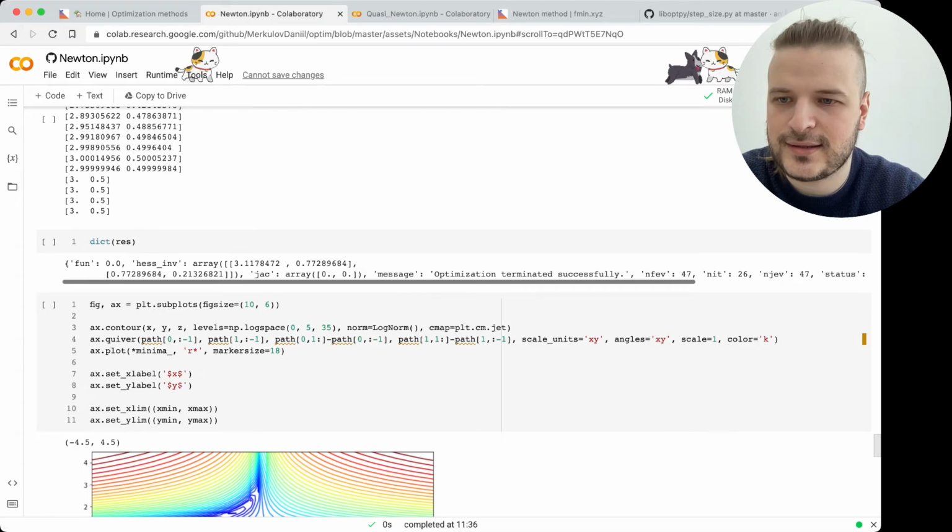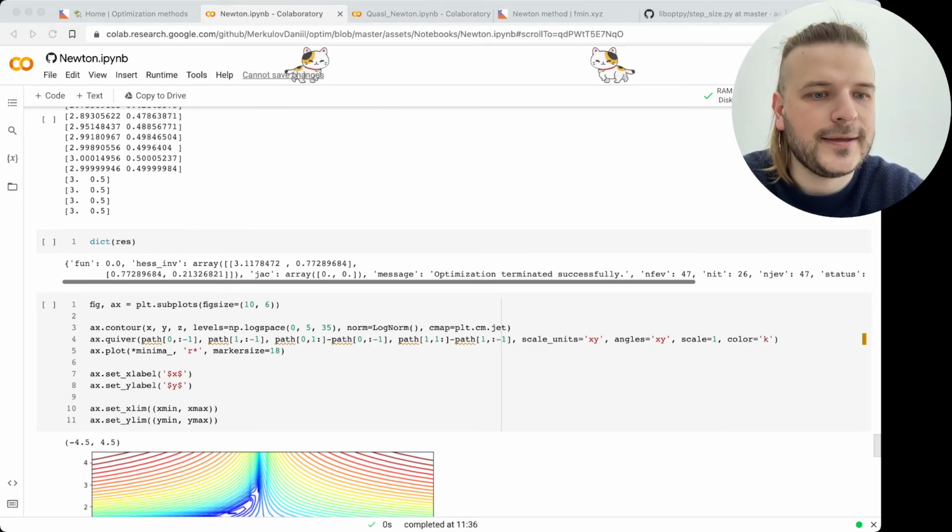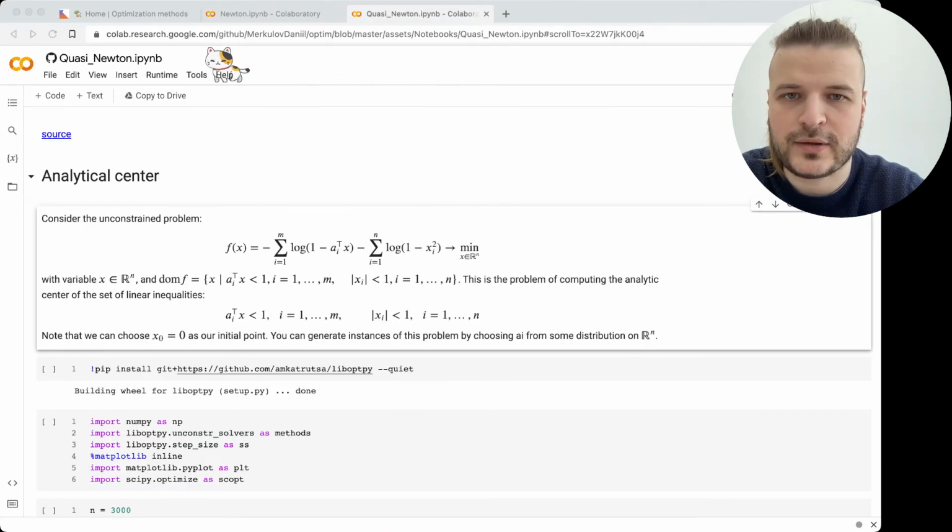Let's take a look at the Quasi-Newton benchmarking, which should be presented in our PDF. Okay, let's continue on this version.